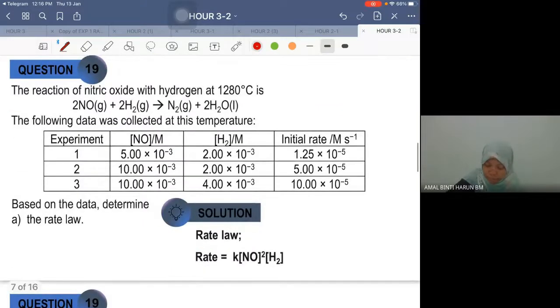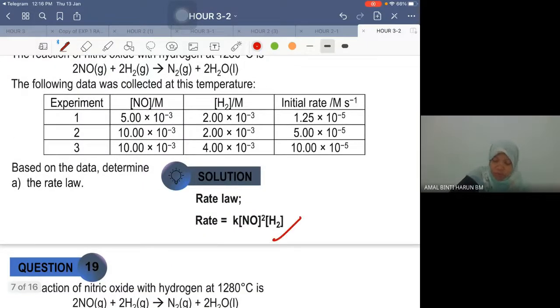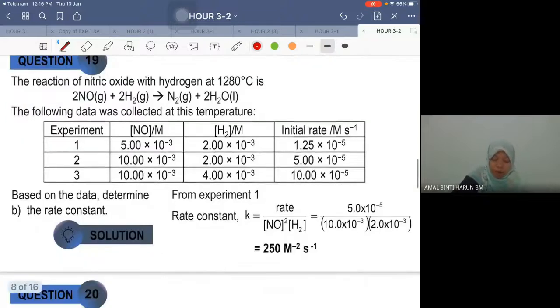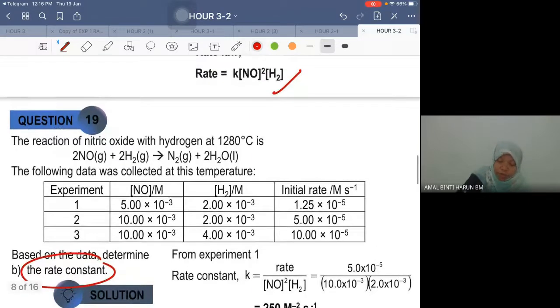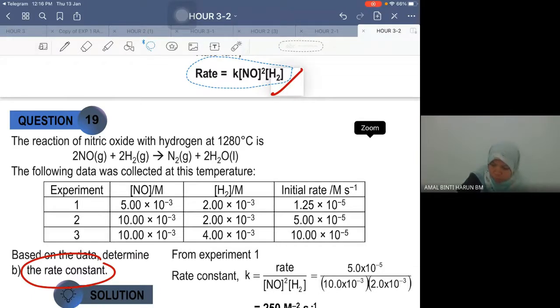Soalan. Okay, oh dia tulis. Okay, rate constant. So rate constant kita dah tulis dah dia punya rate law tadi. Ada quick ke?